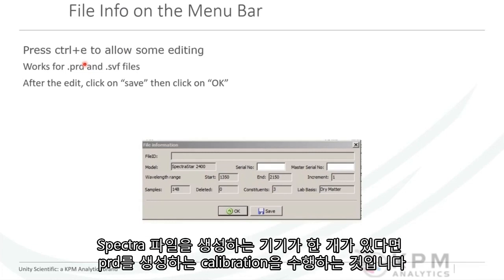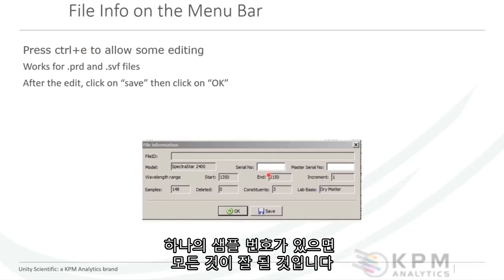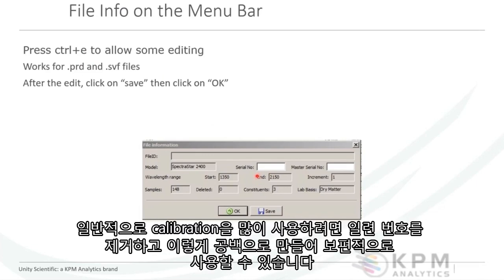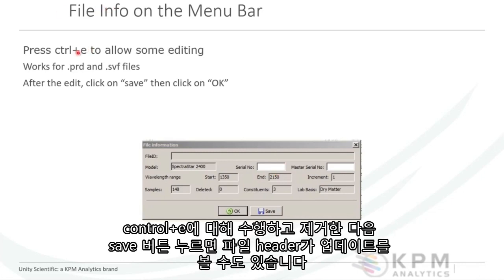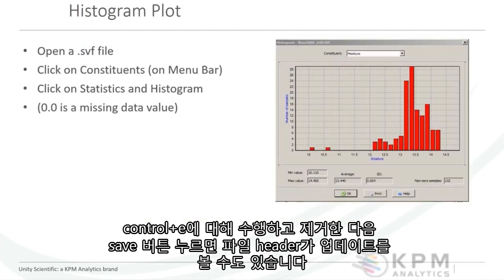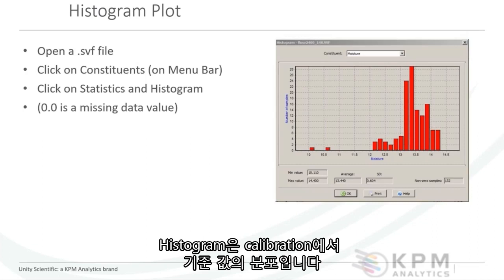If you have more than one instrument in your company's network, you will probably have to do this. If you've got one instrument, you're creating spectral files, you're doing calibrations, you're creating a PRD, everything is going to be fine with just one sample number in there. If you want to make a more general use calibration, we generally take out the serial number and we make these fields blank, and that allows for more universal use. So you will want to do a Control E, remove those, and then press save, and your file header will be updated.